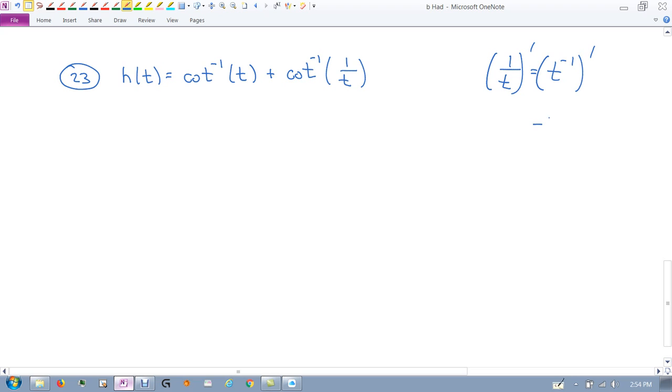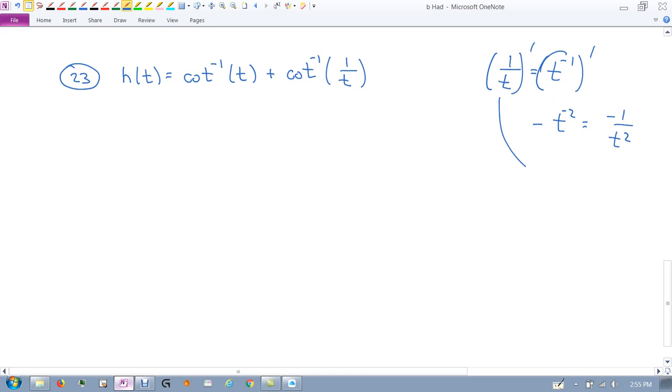H of t equals cotangent inverse of t plus cotangent inverse of 1 over t. Remember, 1 over t is the same as t to the negative 1. And the reason I say that is because we're going to need its derivative in a little while. And when we take the derivative, it's negative t to the negative 2. So the power rule drops out, right? Subtract 1. This is really just negative 1 over t squared.